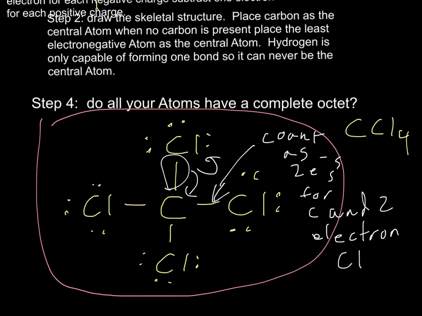But at any rate, yes, when it comes time to count the electrons belonging to each atom, we do double count those electrons in the covalent bond. Let's look at another Lewis structure.